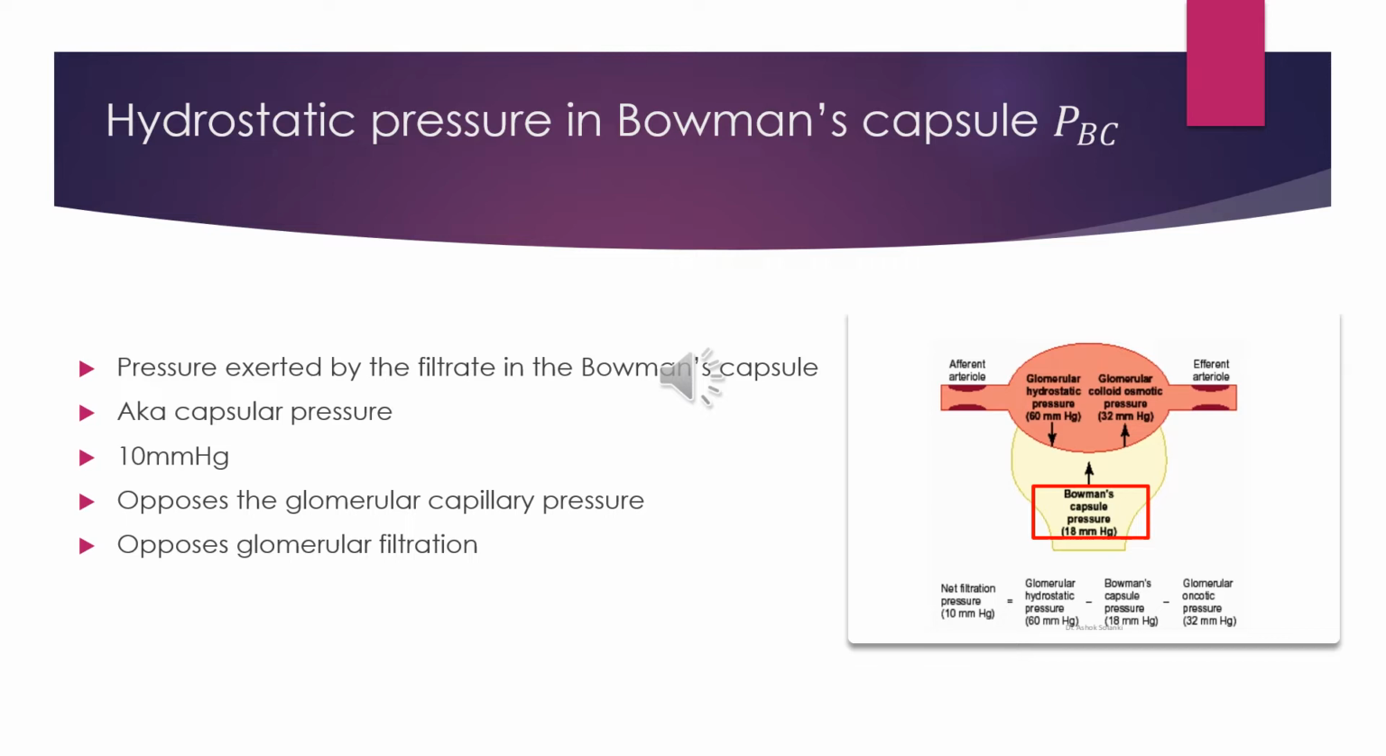Okay, so we have seen two hydrostatic pressures here. One is the glomerular capillary hydrostatic pressure and the second one is Bowman's capsule hydrostatic pressure. The glomerular capillary pressure will be acting outwards the glomerular capillary, and Bowman's capsular pressure will be acting outwards the Bowman's capsule. Both these hydrostatic pressures act in opposite direction, and the glomerular capillary pressure favors the glomerular filtration, whereas capsular pressure opposes the glomerular filtration.